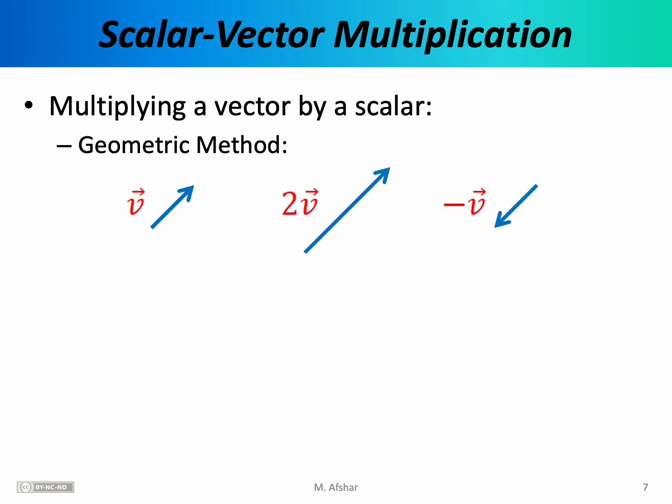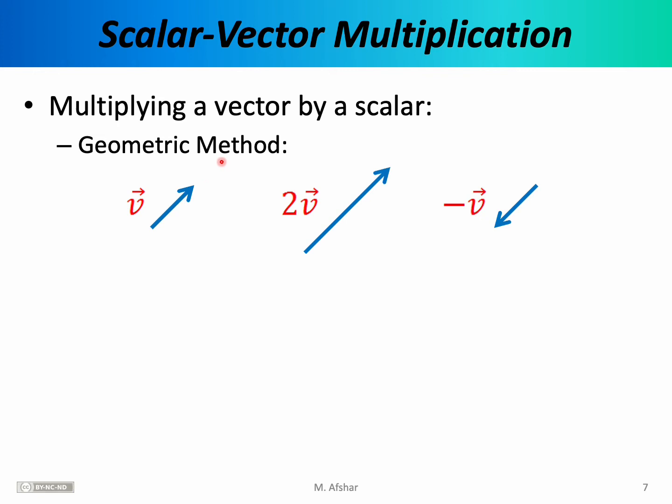We have learned about the addition of two vectors and the subtraction of two vectors. It turns out it's also possible to combine scalars and vectors. In particular, we'd like to talk about scalar-vector multiplication. Here we're talking about multiplying a vector by a scalar using the geometric method.